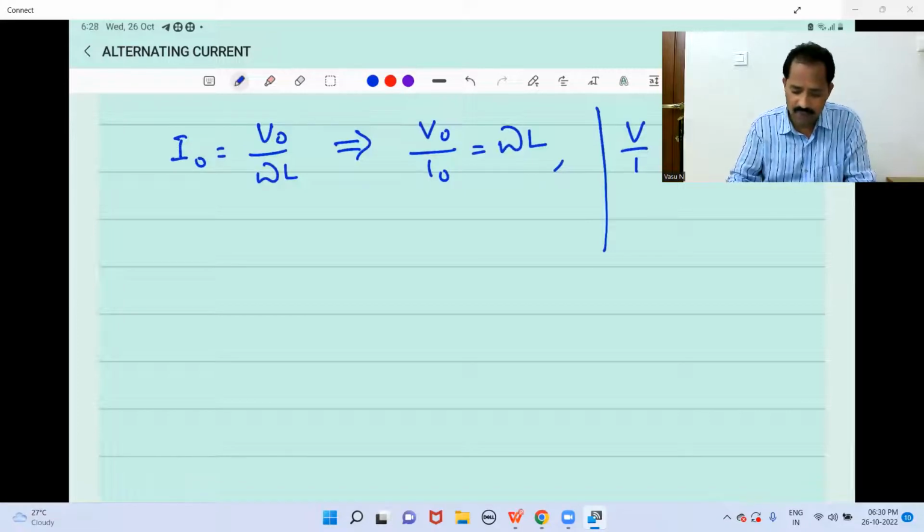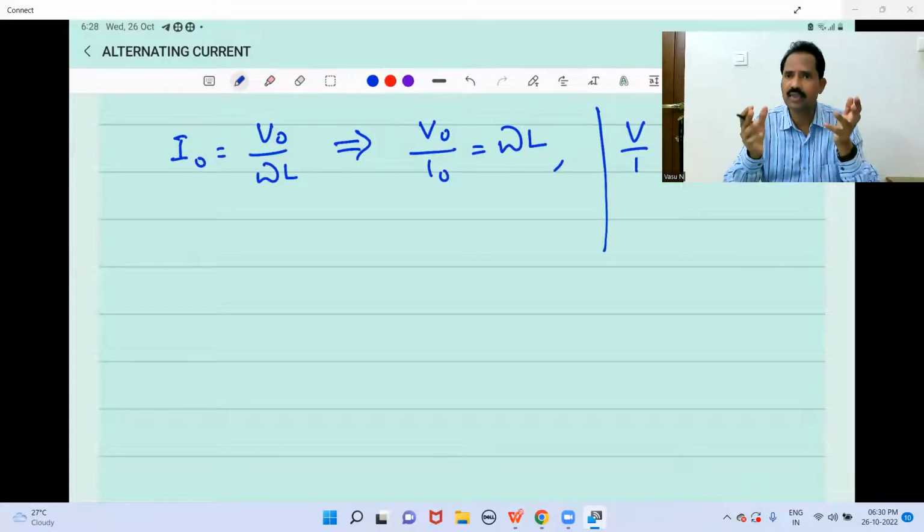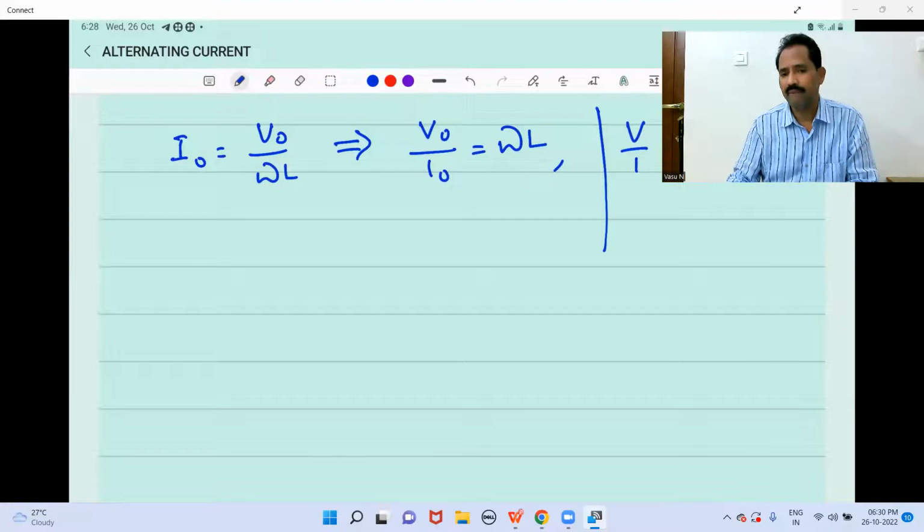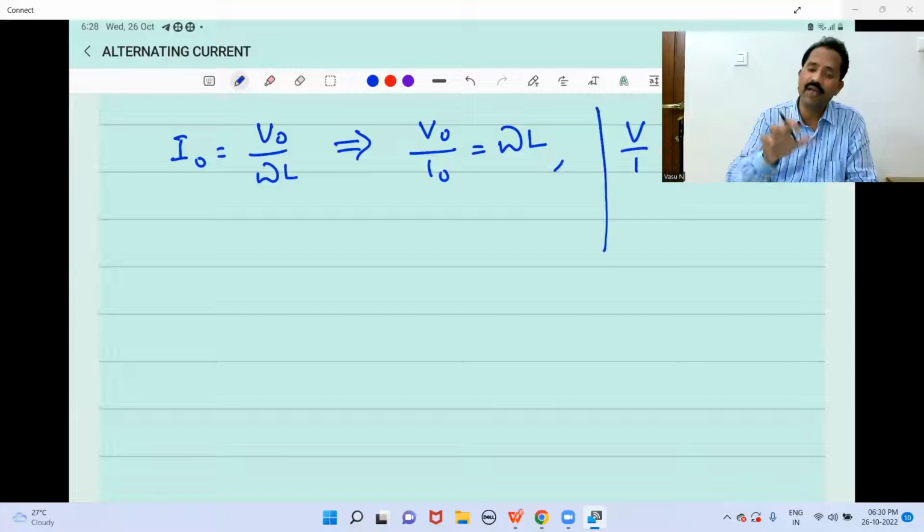Did you understand this, children? We have I naught is equal to V naught by omega L in the earlier derivation. If we rearrange, V naught by I naught is equal to omega L. According to Ohm's law, the term V naught by I naught represents some kind of opposition to the flow of current. In a DC circuit, it is called R, resistance. But here omega L has come, and it is called inductive reactance. It cannot be called resistance only. It is called inductive reactance.